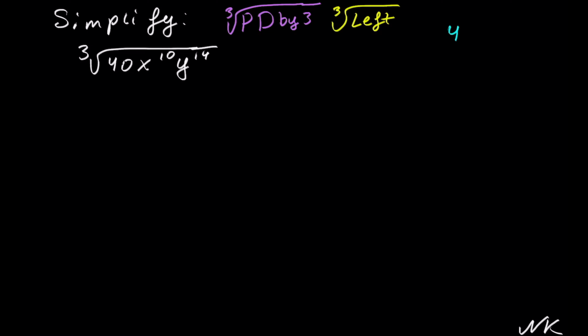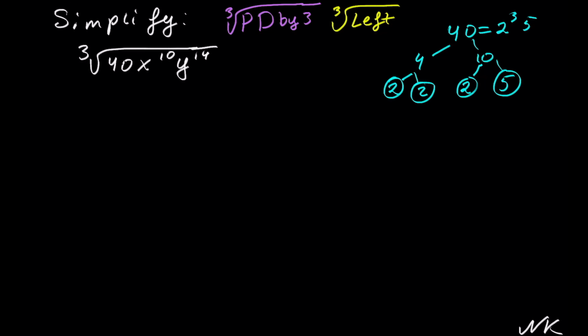So let's factor 40 and see if we can get a cube out of it. 40 is 4 times 10. 4 can be broken down into 2 times 2. These are prime. 10 can be broken down into 2 times 5. So 2 times 2 times 2 times 5 is 40. So 40 can be rewritten as 2 to the third times 5. And we have one perfect cube.